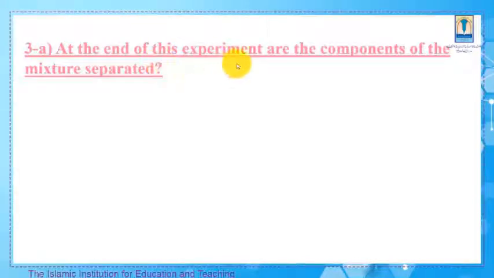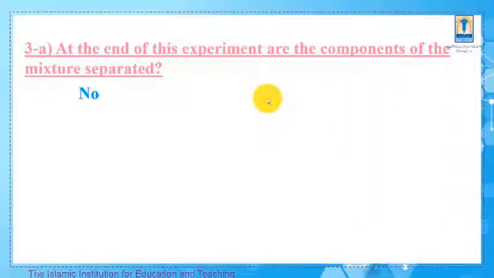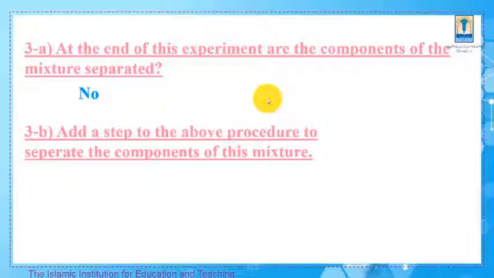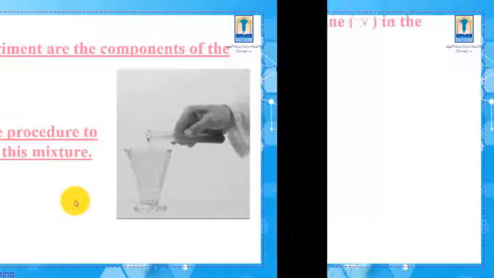At the end of this experiment, are the components of the mixture separated? If we look at the tube after centrifugation, we observe that the particles of the sand settle down at the bottom of the tube. Then, we can say that the components of the mixture are not separated after centrifugation. Can you add a step to the above procedure to separate the components of this mixture? We can pour the floating liquid into another container, and this step is called decantation.